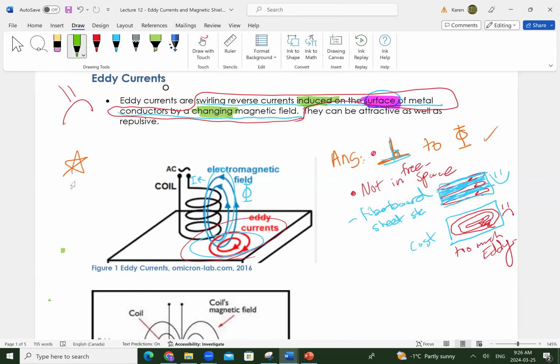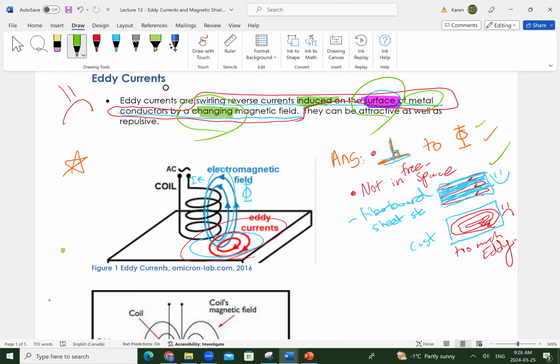On your final exam, I'm going to be testing you on this topic and on this topic. It's induced on the surface. It's perpendicular. That's that topic, okay? They're not in free space. It's a surface of metal, okay? Not in free space. So there we go. We answered those. Changing magnetic field.